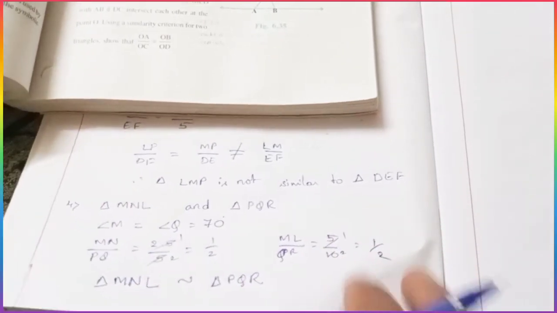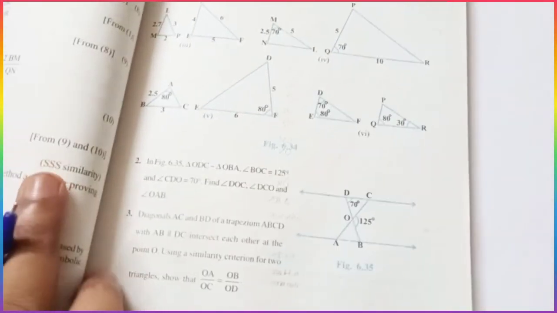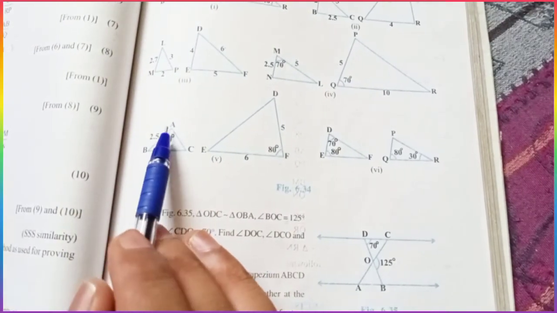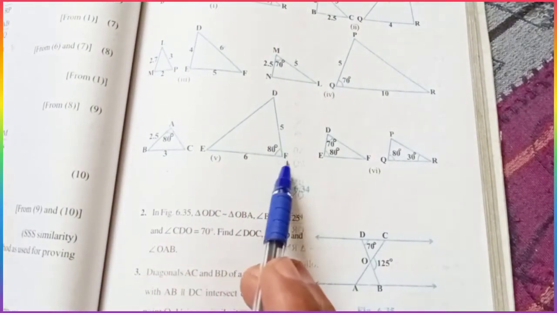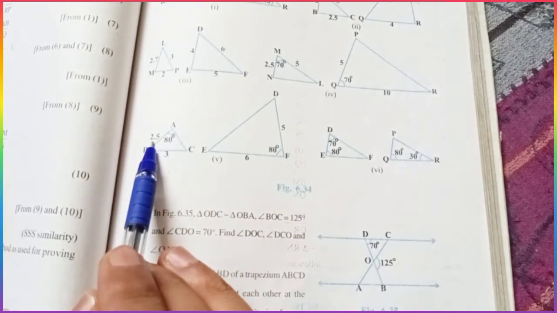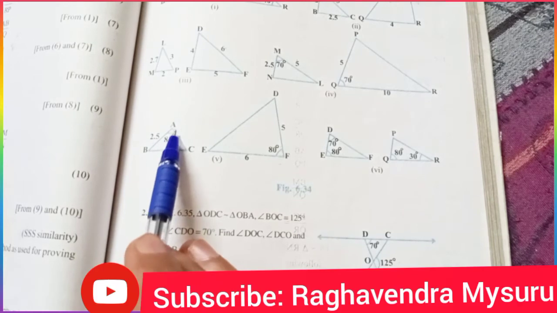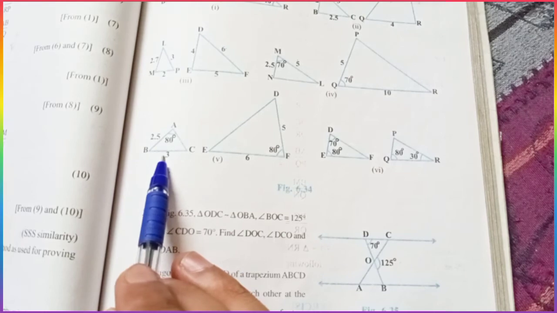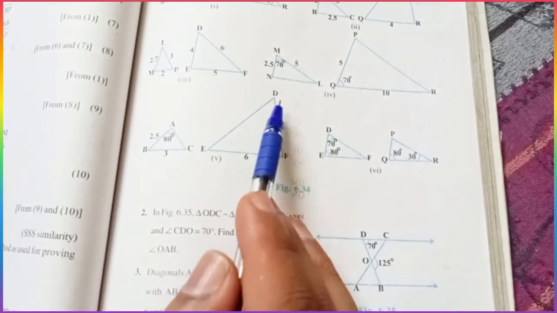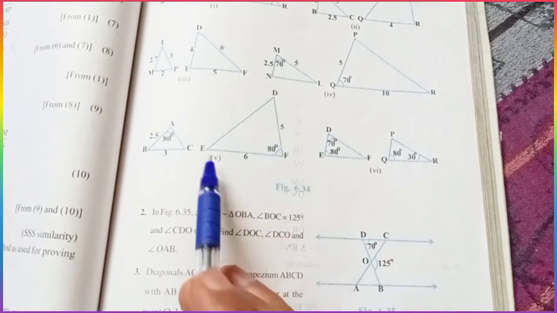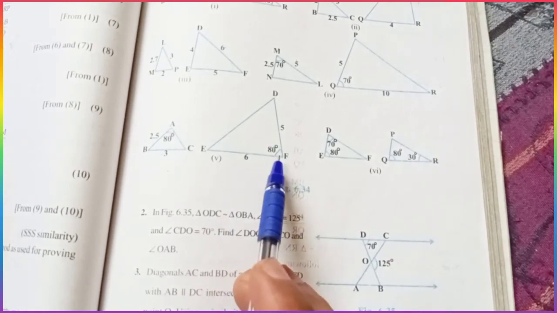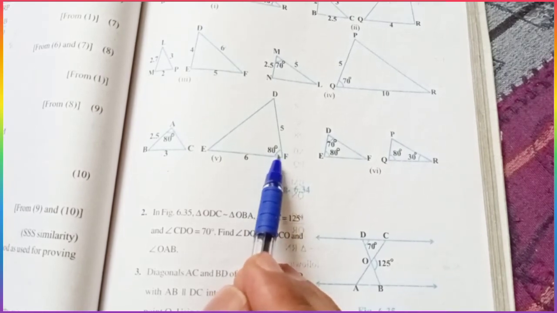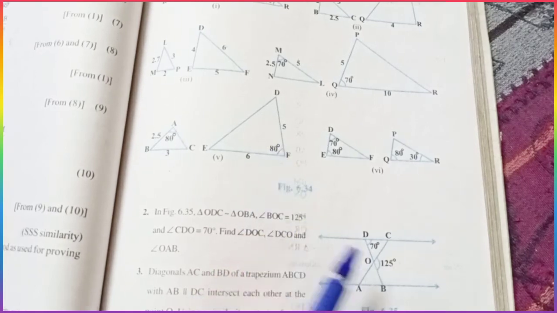We will move to the next one, that is the fifth one. Triangle ABC is given, and here triangle DEF is given. In triangle ABC, AB is 2.5, BC is 3, and angle A is 80 degree. Angle A is not the included angle because it is not present in between the given two sides. Here DF is equal to 5 units and EF is equal to 6 units, and F is equal to 80 degree. It is an included angle. Why is it called an included angle? Because it is present between the given two sides.